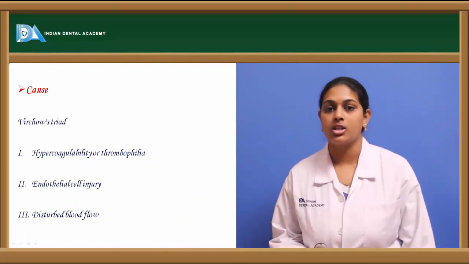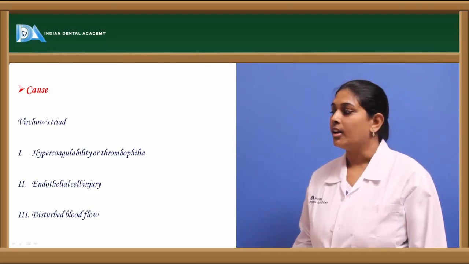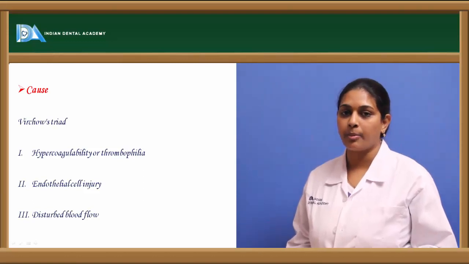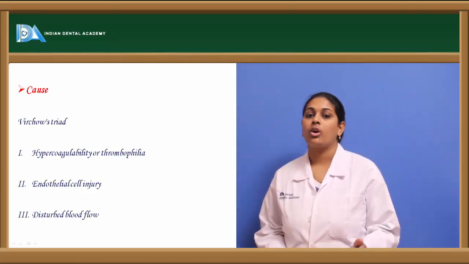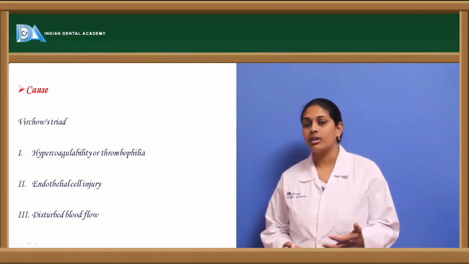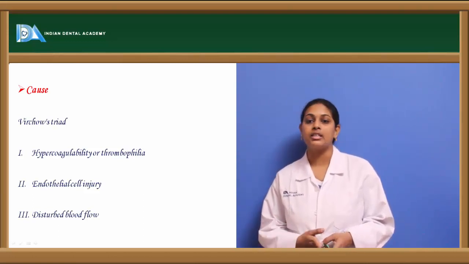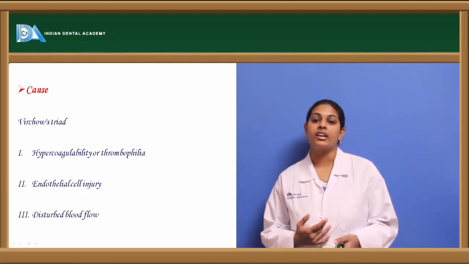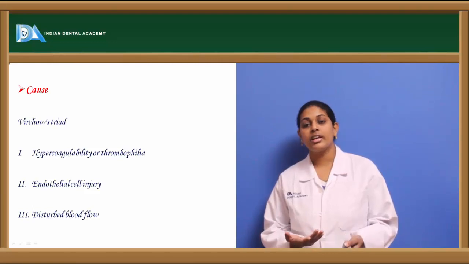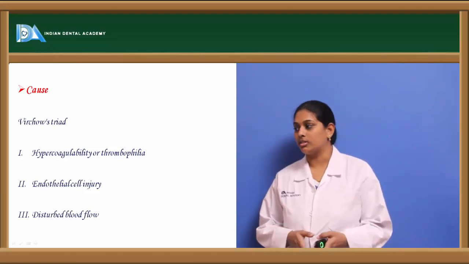Coming to the causes of thrombosis, we see that there's a triad. There are three major factors which have been recognized, which hamper the process of blood flow and are involved in the causation of thrombosis. They are known as Virchow's triad. They include hypercoagulability, otherwise known as thrombophilia. It is a condition where there is an increase in coagulation, an increase in the formation of platelets, which results in increased formation of blood clots that cause this condition of thrombosis.